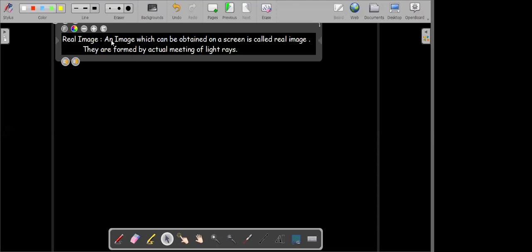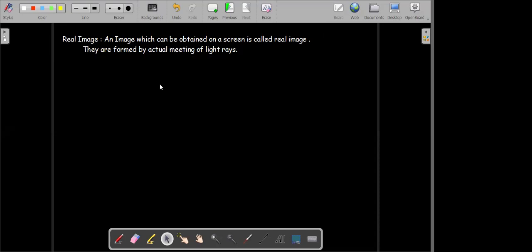So what you have to do, when I say a screen, any white paper you can take as a screen. Suppose I take a plain mirror over here and I make some light fall on this mirror. I have an object which I want to see in the mirror. Suppose I write here a letter A, and I want to see this letter A in the mirror. So I will be able to see the letter A in the mirror.